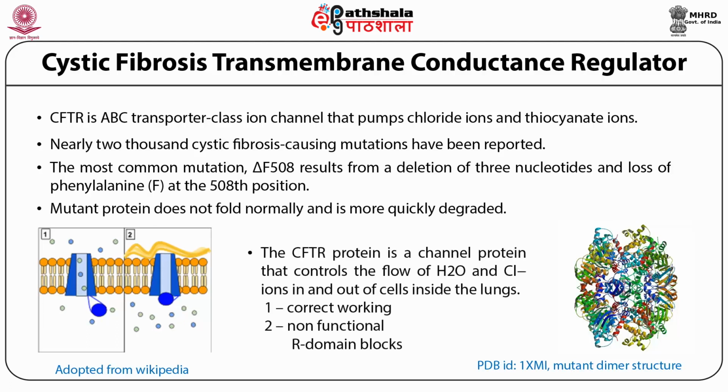CFTR protein is a channel protein. As I said before, it's a pump actually, which controls the flow of water, chloride ion, and thiocyanate in the cells inside the lungs. So you can see on the left side cartoon, the functional form and the non-functional form, where there's a small R domain because of these mutations, which actually blocks the pump and it cannot pump out the ions which are not needed, and because of which you have disease symptoms.